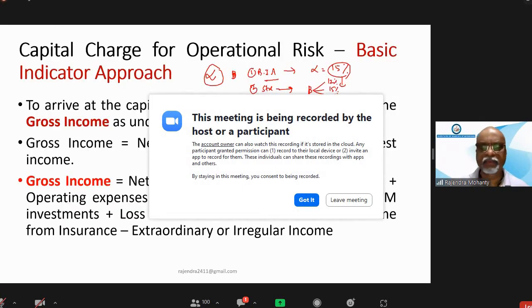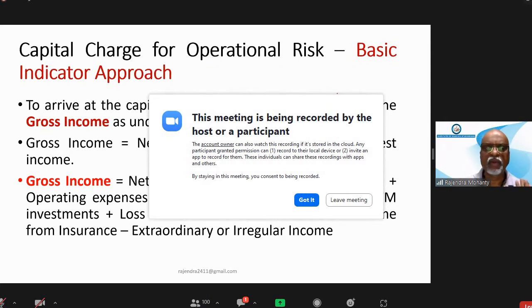I hope this is clear, how to arrive at gross income and how to arrive at capital for the basic indicator approach. Okay? Any question? You can ask me now. Otherwise, I'll move to the next approach.